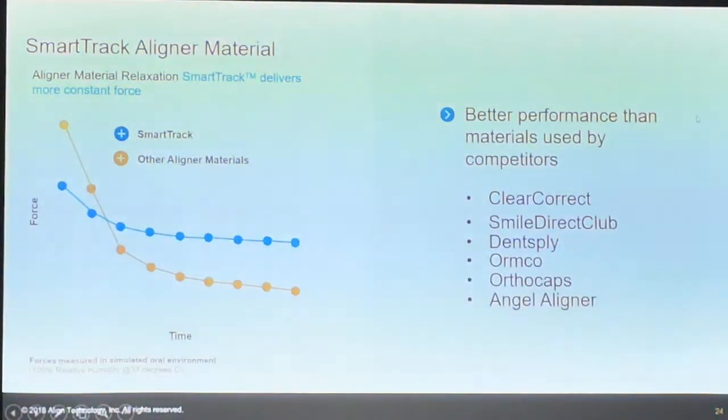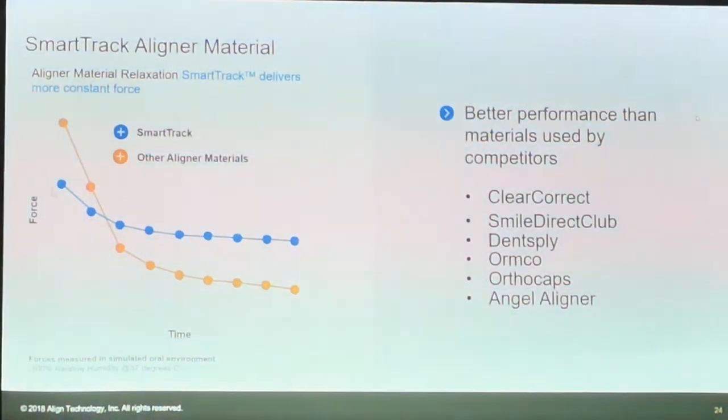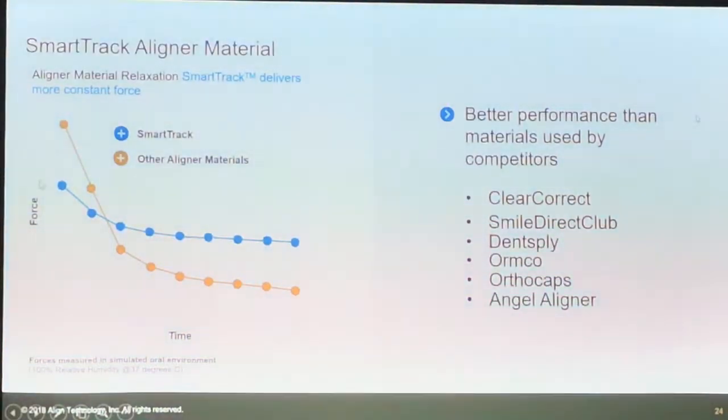With the Smart Track aligner material, this one is a study that the company did. They compared the Smart Track material with other aligner material. This graph compares force against time. The gold line represents other aligner material, and the blue line represents the Smart Track material.